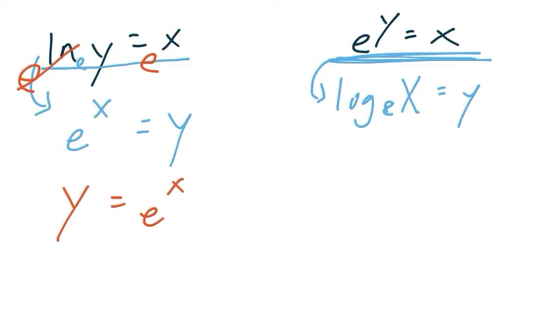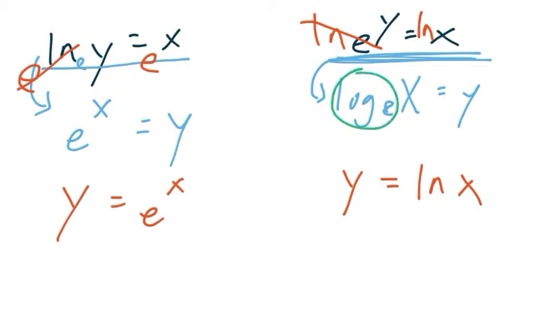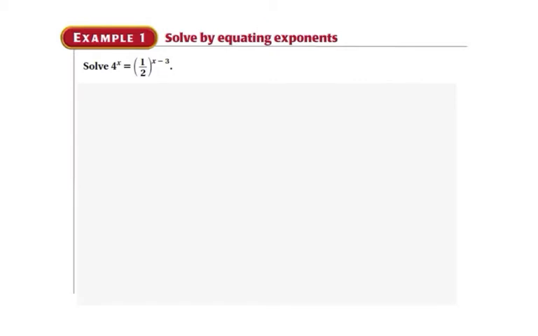However, using the property of equality for exponents and logarithms, by taking natural log of both sides, the natural log and the e will cancel out and you end up with y equal to natural log of x. Again, this is the same as natural log of x. So again, the light blue way is using the definition, but the orange way is to use the property of equality. Let's look at an example.